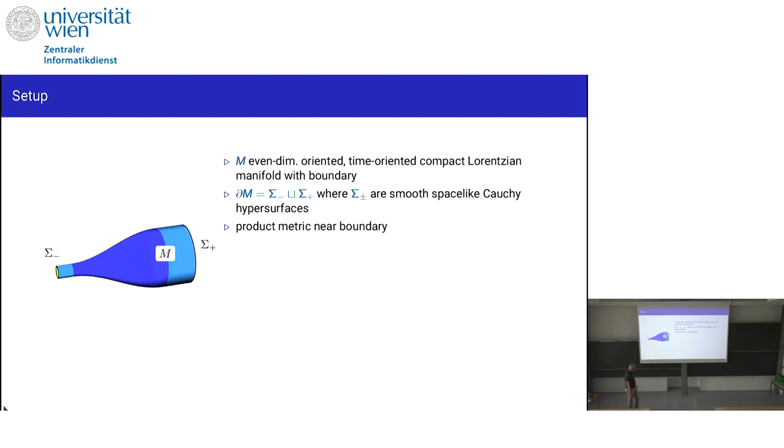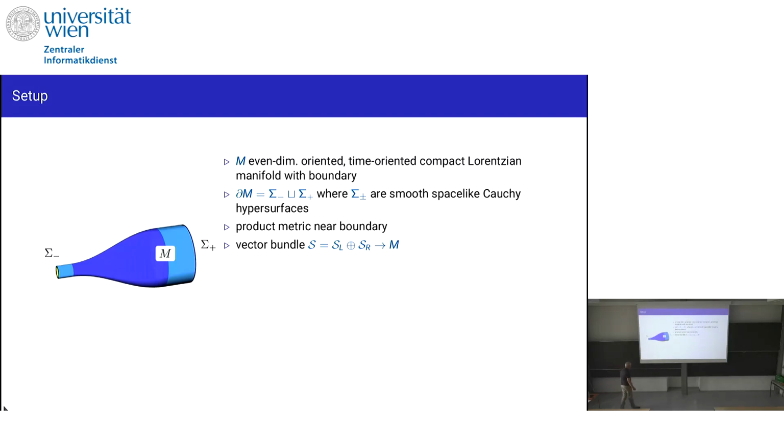All right. Now, the setup is the following. We have an even dimensional, oriented, time-oriented Lorentzian manifold. It's compact with boundary. You can imagine it like this. It's topologically of the form some closed manifold times a compact interval. So the boundary consists of two components, which I denote by Sigma minus and Sigma plus. Let's say Sigma minus lies in the past of Sigma plus. These boundary components are space-like smooth hypersurfaces, in fact, Cauchy hypersurfaces.